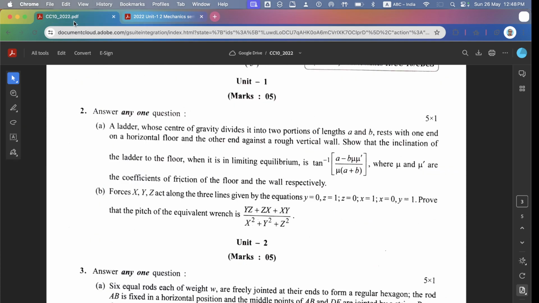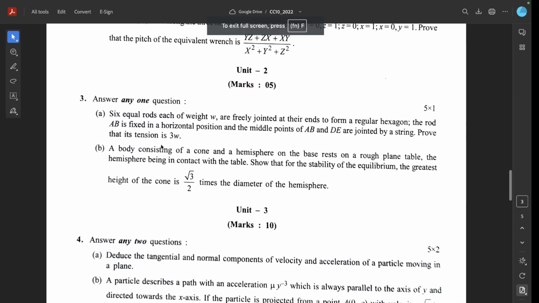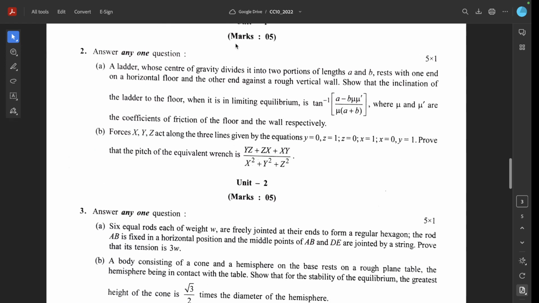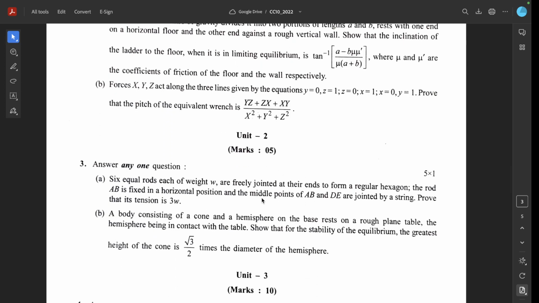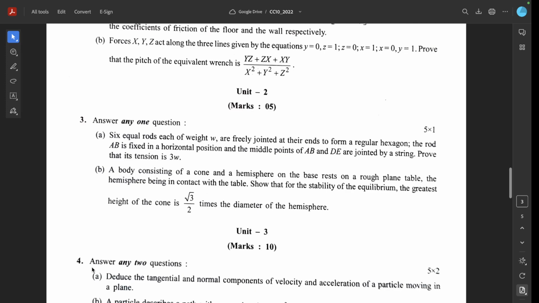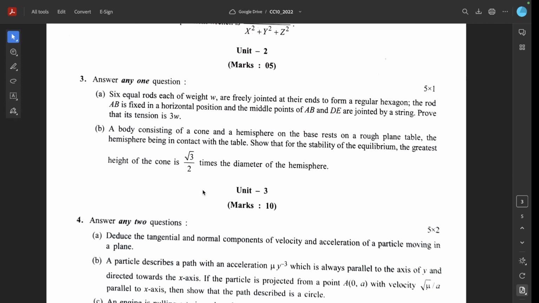Next question, Unit 2. This is question 3a, six equal rods. Actually, this question is coplanar forces, gravity, and question B is forces in 3D. Question 3a is actually virtual work, and question 3b is stability from the statics portion.